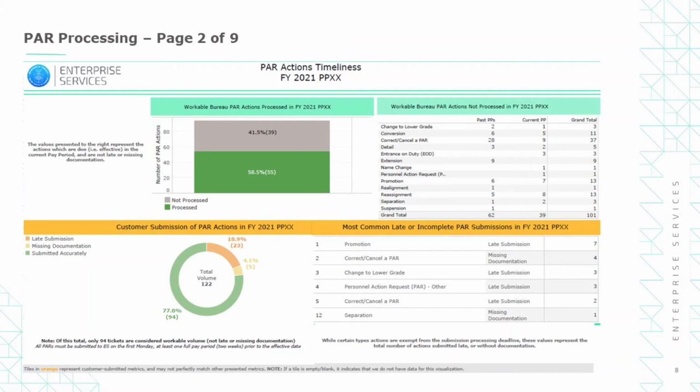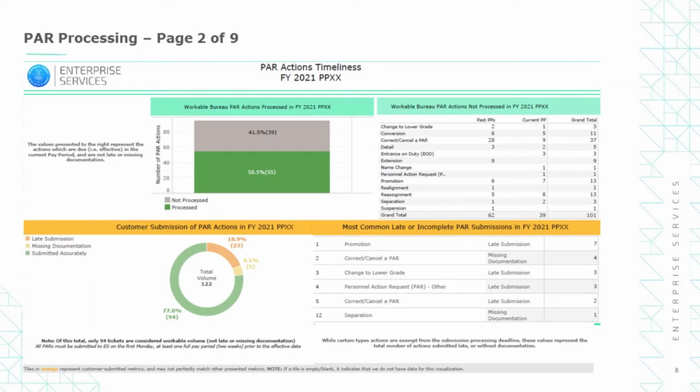The second page goes in depth into PAR tickets. Customers can use this slide to track how many PAR actions are being submitted by their bureau, how efficiently the service center is processing those actions, and which PAR actions are being submitted late or incomplete most frequently by their bureau colleagues. The top left graph shows how many PAR actions from the workable volume were processed during the pay period. The top right chart shows the output of workable PAR actions not processed for each pay period.